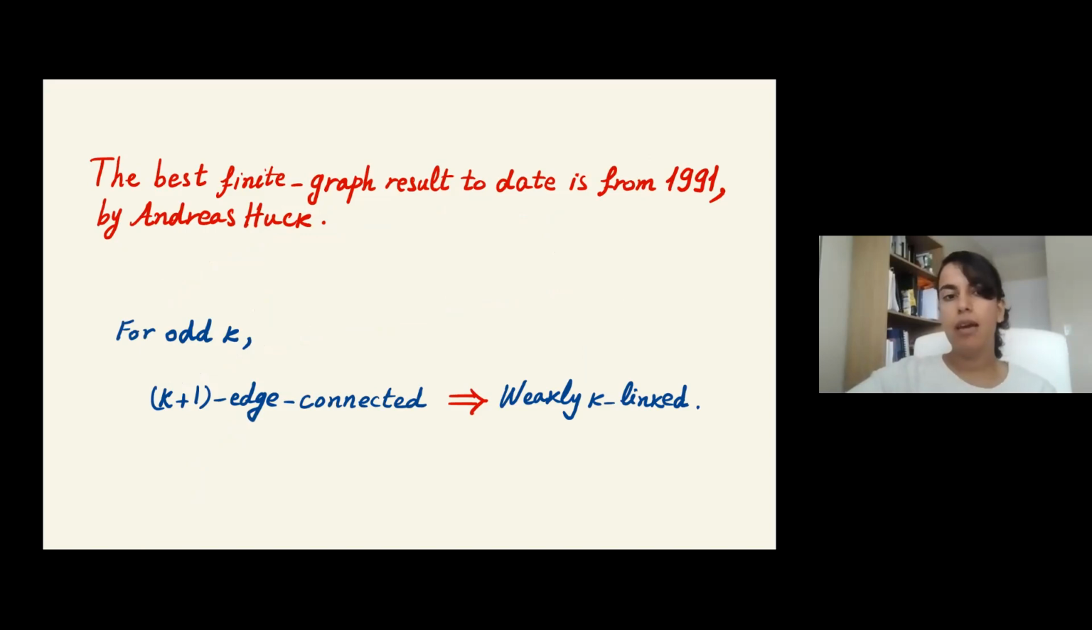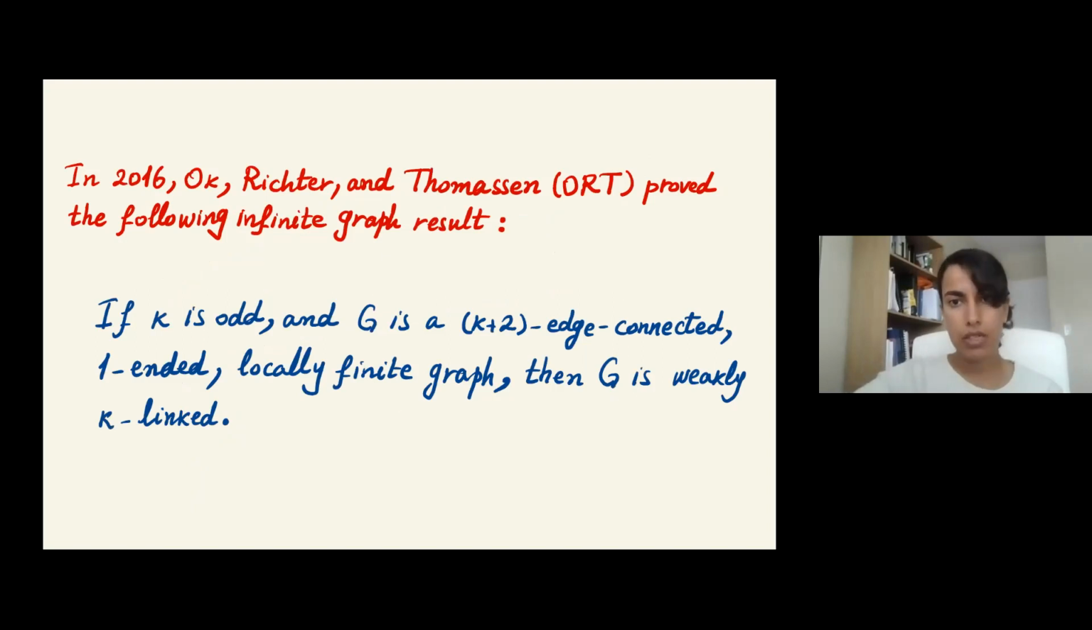I will be talking today about this conjecture in infinite graphs, and I'll begin with the result of Oak, Richter, and Thomason from 2016. It's for one-ended locally finite graphs, and it says that there, for odd K, a connectivity of K plus 2 is enough to be weakly K-linked.